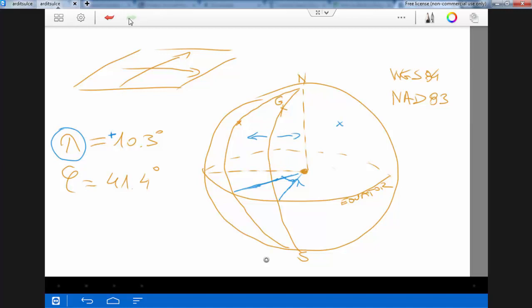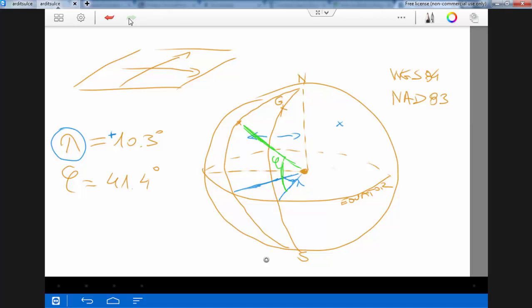And what is latitude? Latitude is the angle between the equatorial plane and the straight line that passes through the given point. If that point is in the northern hemisphere, the latitude will be positive. If it is in the southern hemisphere, it will be negative.